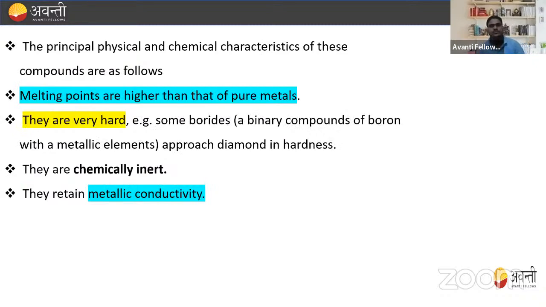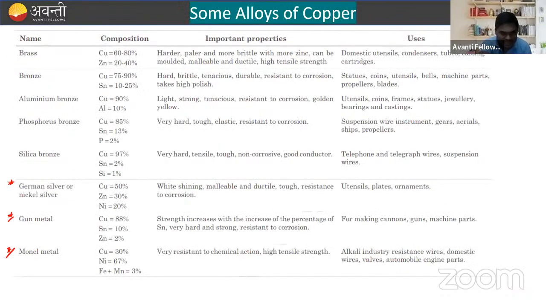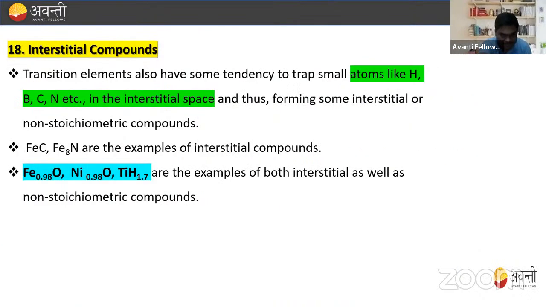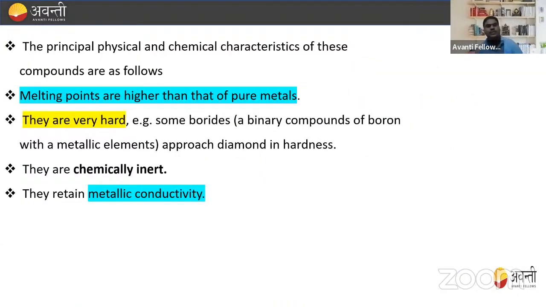Now, the principal physical and chemical characteristics of these compounds are as follows. The boiling points are higher than those of the pure metal.